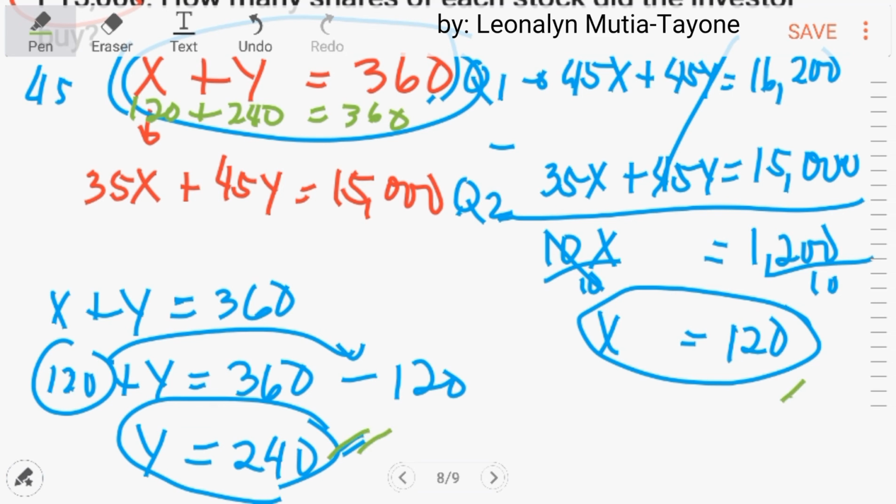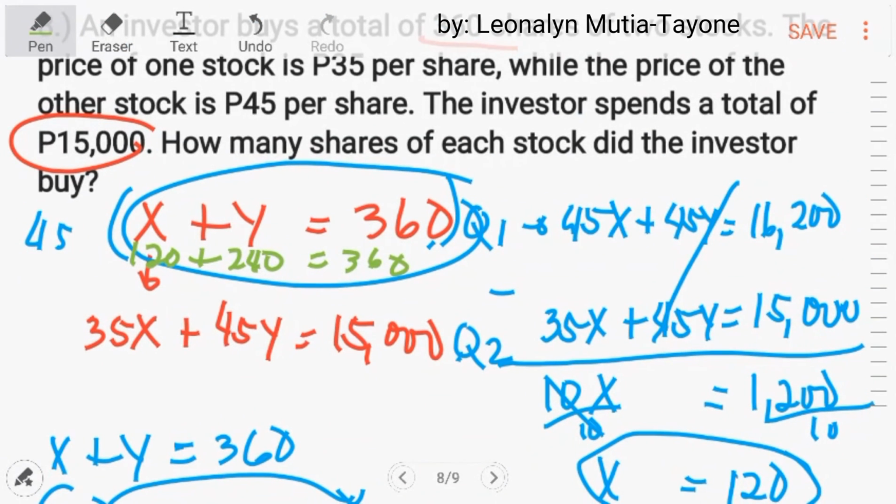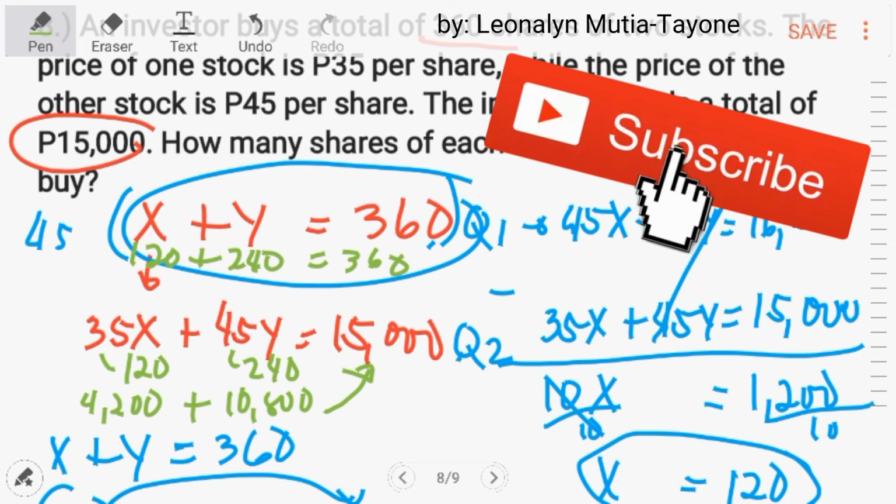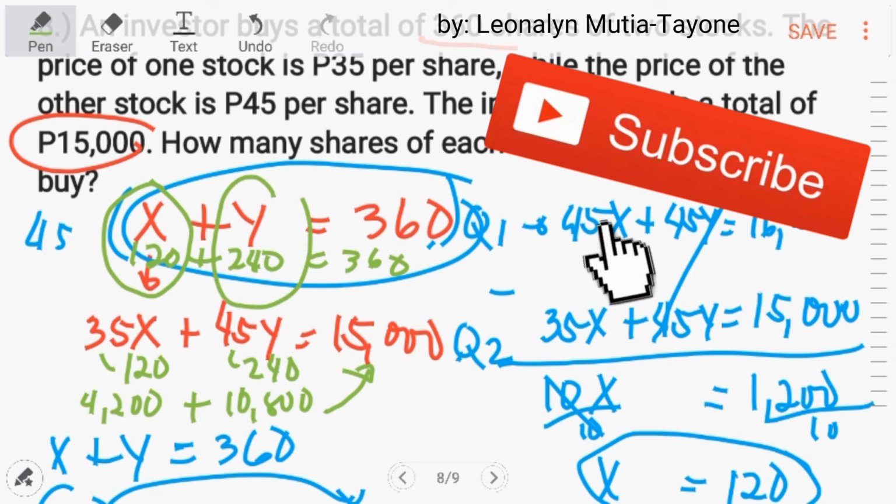So, tama tayo dito. Then, to double check further, gamitin natin itong equation number 2. Ang value ng x ay 120, ang value ng y ay 240. So, i-multiply mo siya sa 45, and that is 10,800 plus itong 120, i-multiply mo siya sa 35, and the answer is 4,200. So 4,200 plus 10,800, and that is 15,000. So confirm na ang x ay equivalent to 120 at ang y ay 240.